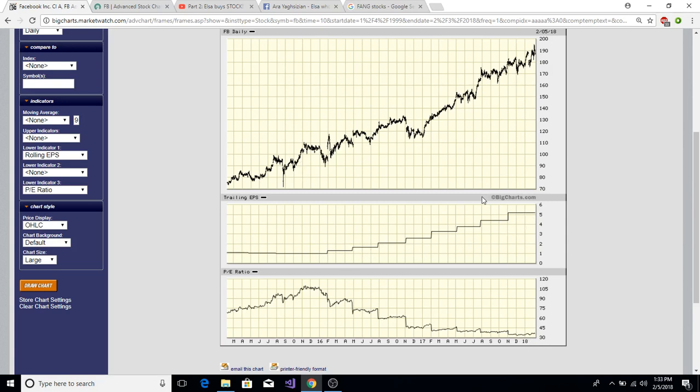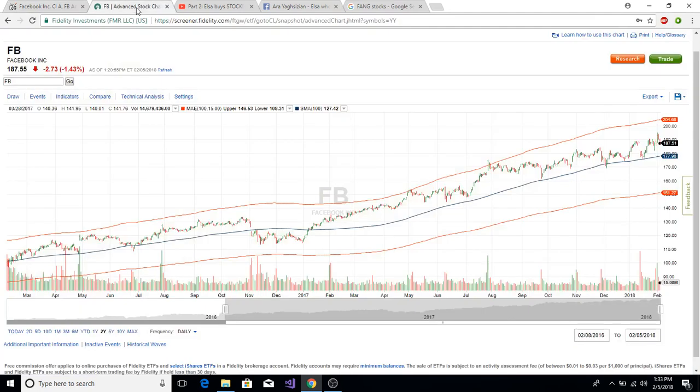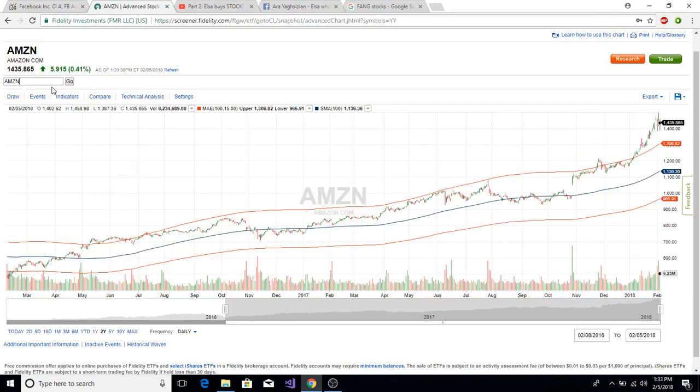So I would just really quickly, not spending as much time on every other stock, go through the other 7 stocks on the list. So next we will look at Amazon. Amazon is currently about 1,400 and change per share. And this is a 2-year chart of Amazon.